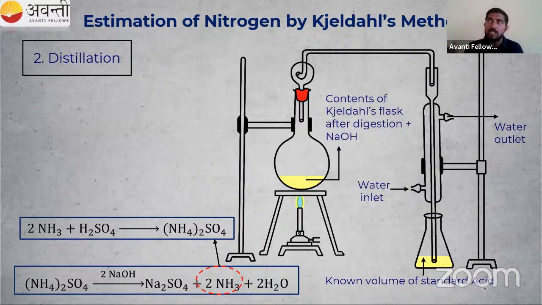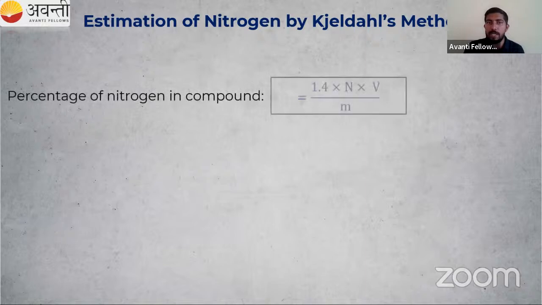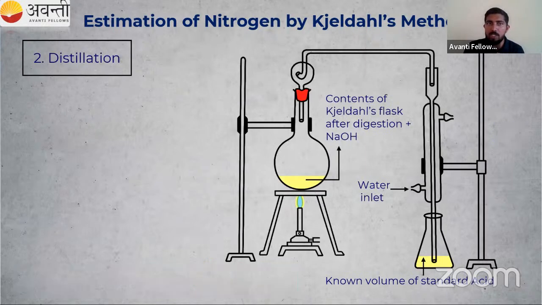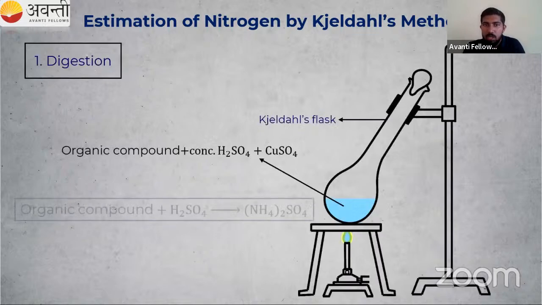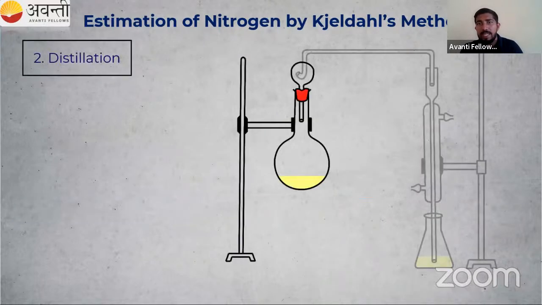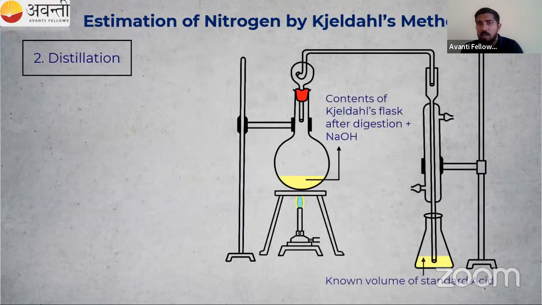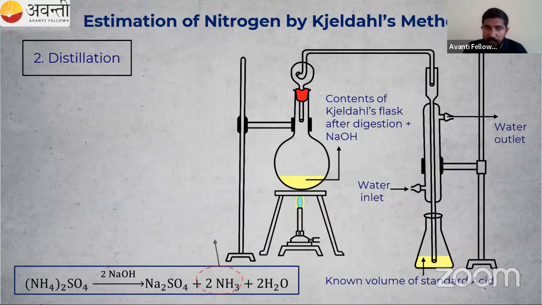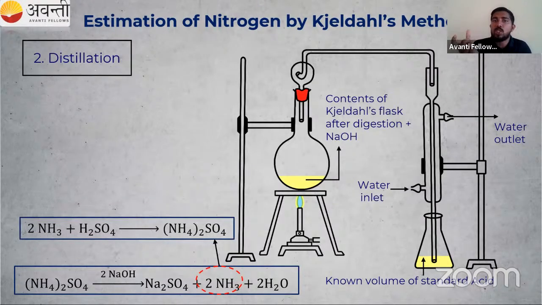So you have to know what is digestion. In the first step, organic compound plus H2SO4, ammonium sulfate is formed. Then I am taking the content of the Kjeldahl's flask and adding NaOH. In that reaction, Na2SO4 and ammonia are formed, plus water. Then I am taking this ammonia, the reaction between ammonia and H2SO4 again gives ammonium sulfate in pure form. So we can estimate the percentage of nitrogen based on ammonium sulfate. Okay, so that is the point.